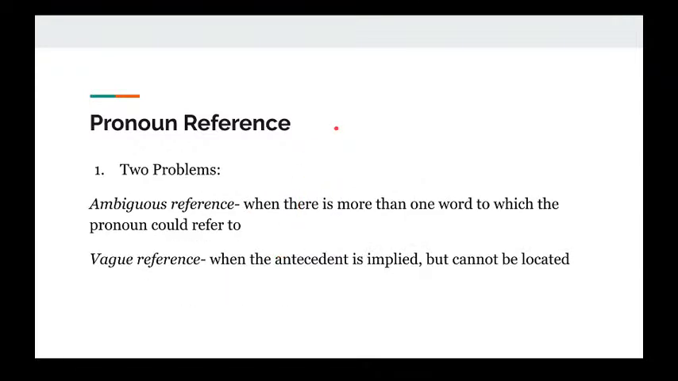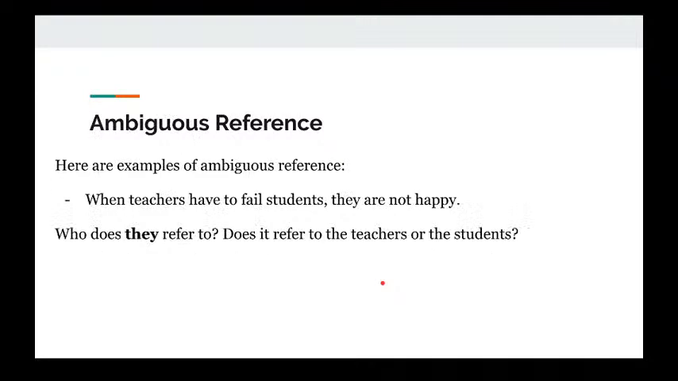However, there are two problems that are commonly made when dealing with pronoun reference. We have ambiguous and vague reference. Ambiguous reference is defined as when there is more than one word to which the pronoun could refer, and vague reference is when the antecedent is implied but it cannot be located.